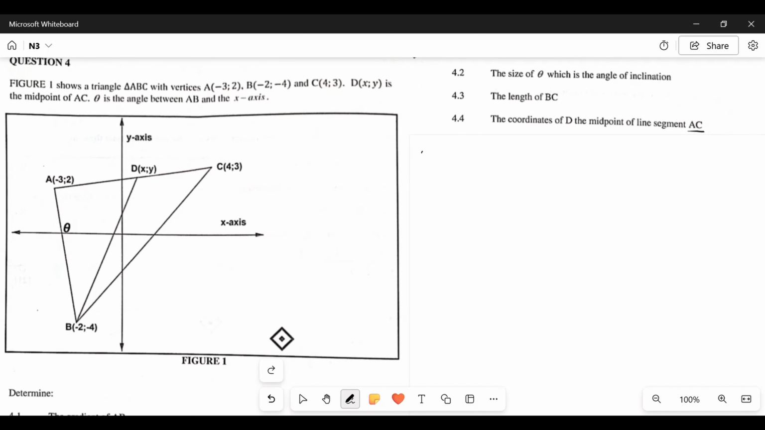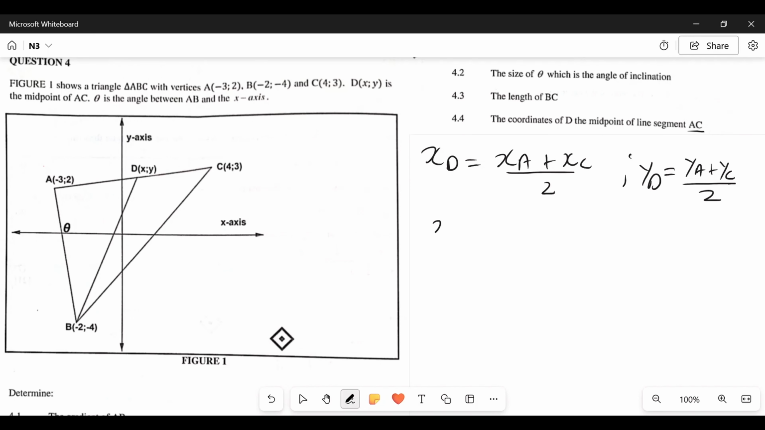For the X value, we can say XD is equal to XA plus XC, all divided by 2, while YD is equal to YA plus YC divided by 2. This here, guys, is the formula to calculate the coordinates of the midpoint, right?